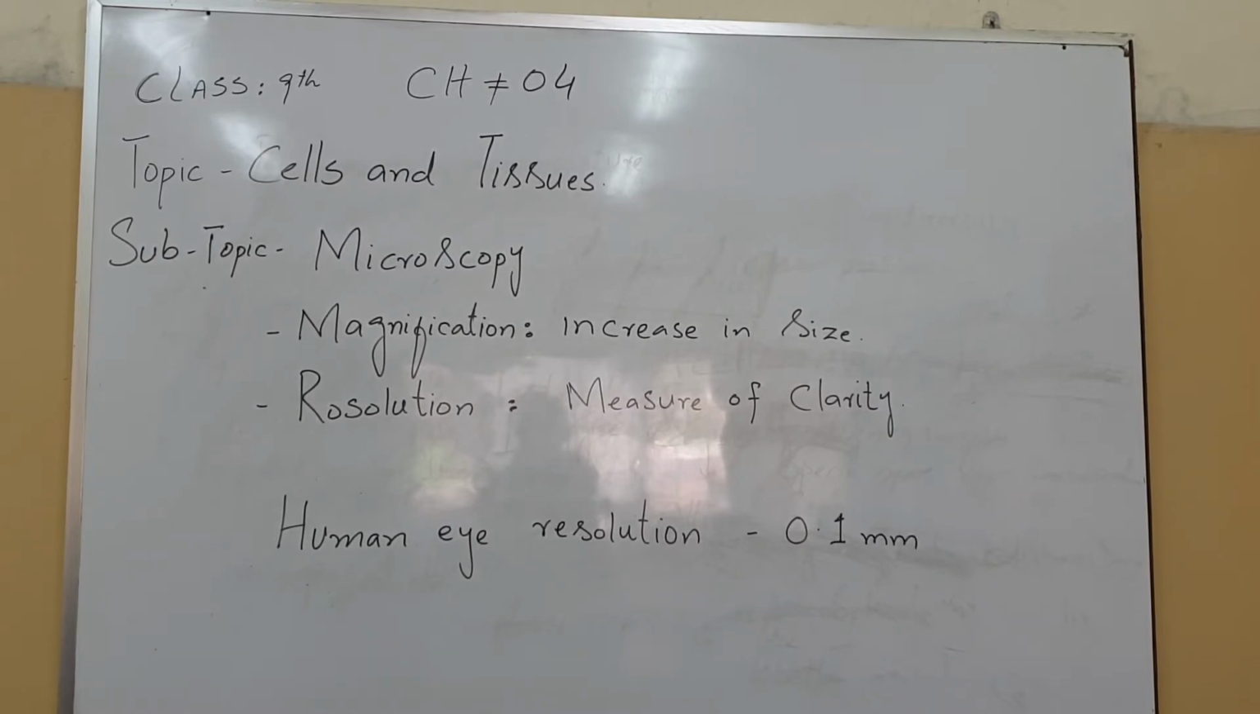So here in this chapter, first of all, we will discuss the microscopy, the different microscopes, and the way of studying any organism, about their different features, and then we'll go through the cells and then the tissues in this chapter. First of all, when we use the microscope, we must know about two things. Number one, magnification, and the second one is the resolution.